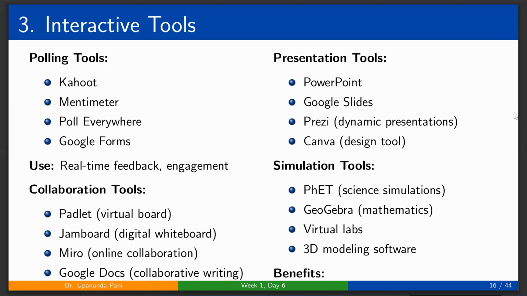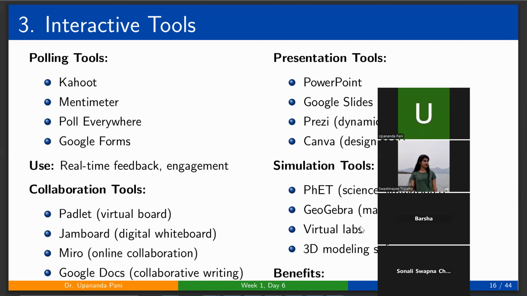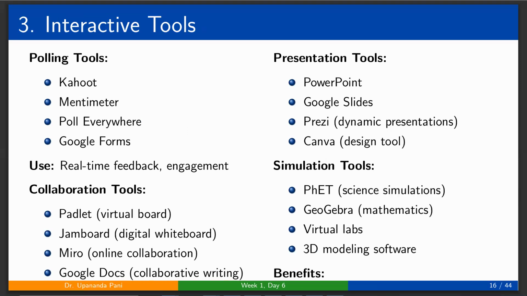Then what are the interactive tools? Interactive tools are like polling tools: Kahoot, Mentimeter, Poll Everywhere, Google Forms. So basically the use is real-time feedback and engagement. Then I think some of you have not used some of these also, but these are very latest technological tools.